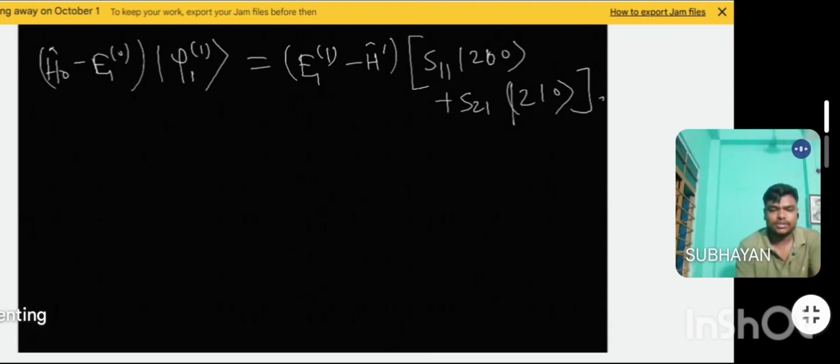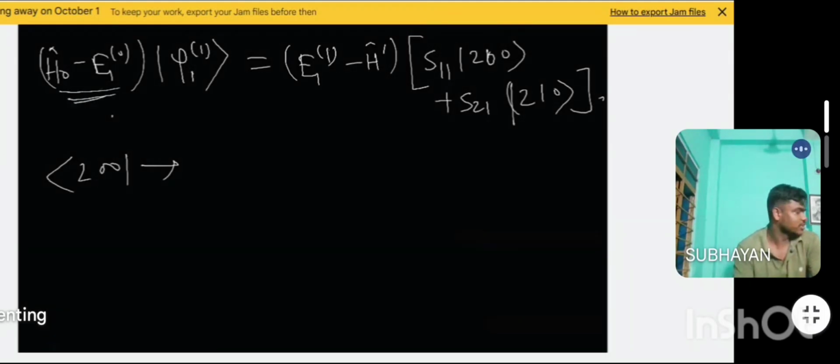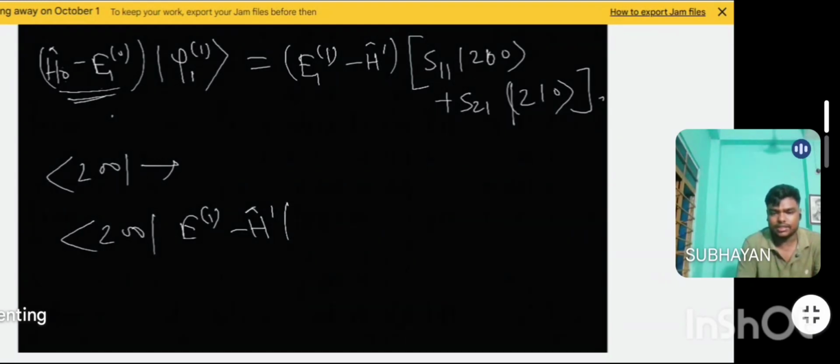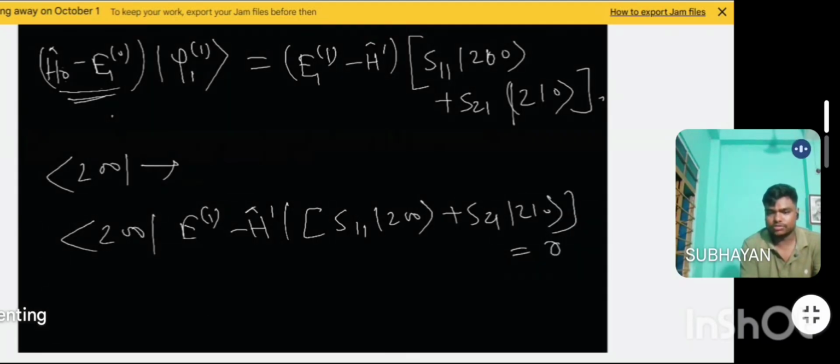Now at first, hit the bra of 200 at both ends. If you hit this one at the left hand side, it will yield 0, because H naught over 200 will yield E1 naught. So E1 naught minus E1 naught will be 0. Or at the right hand side, you can write 200 E11 minus H prime, then S11 of 200 plus S21 of 210 equals to 0.